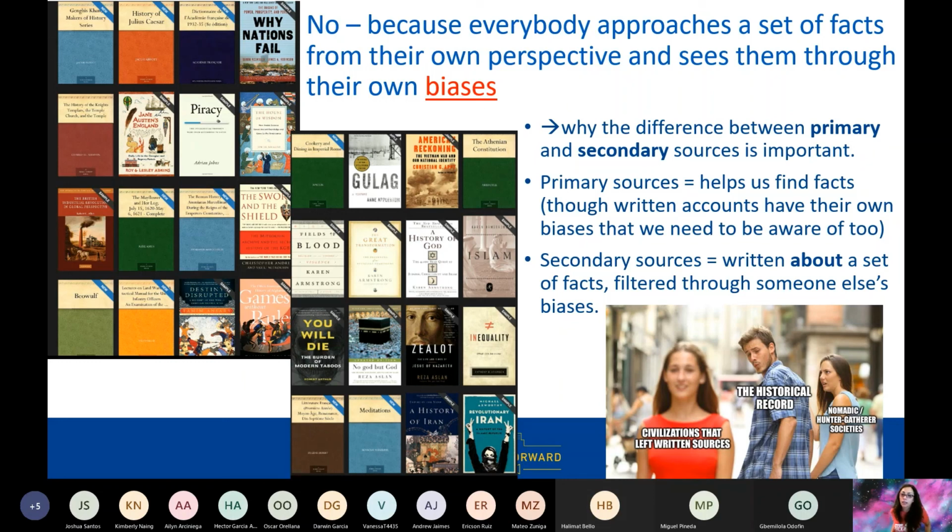And so that's a great tie-in actually, because history has become a life skill in the sense that if you get good at history, you get good at looking at sources and immediately thinking, are they misleading? You think more critically about what you read once you get good at history, which will help you navigate the internet much better, hopefully. All right, so this is why the difference between primary and secondary sources is important. Primary sources help us find facts, though written accounts have their own biases that we need to be aware of too. And then secondary sources are written about a set of facts, filtered through somebody else's points of view and biases.